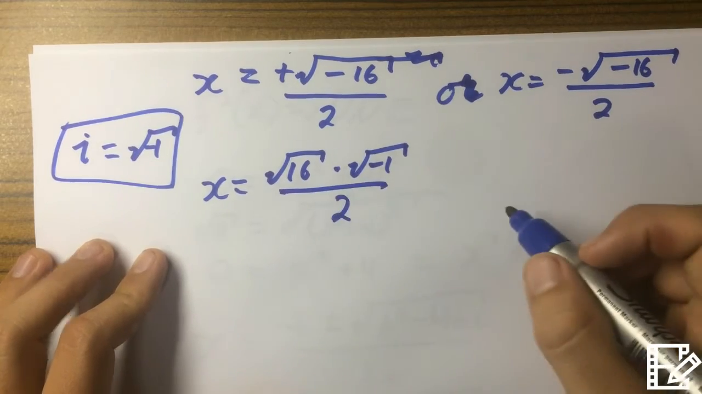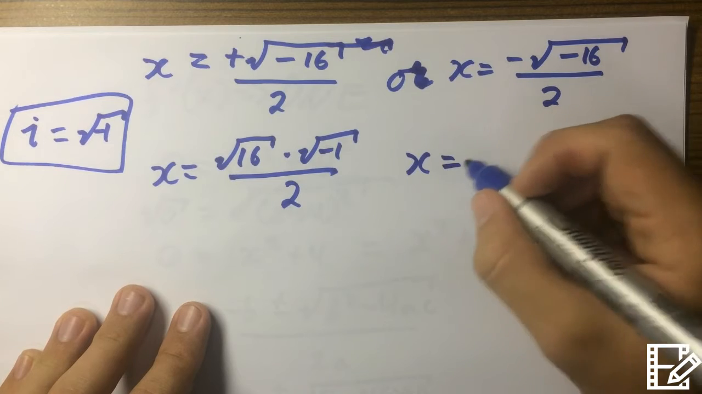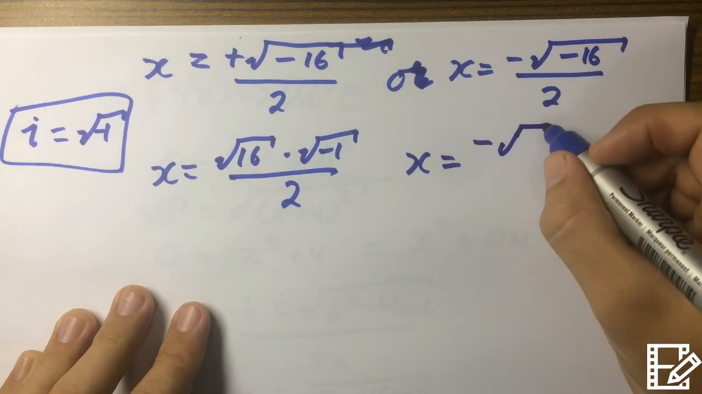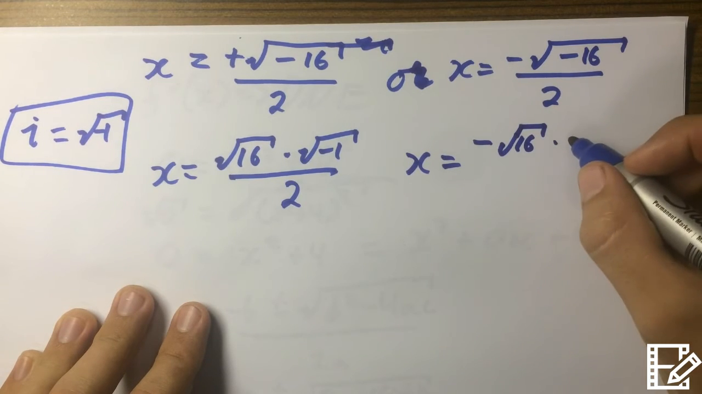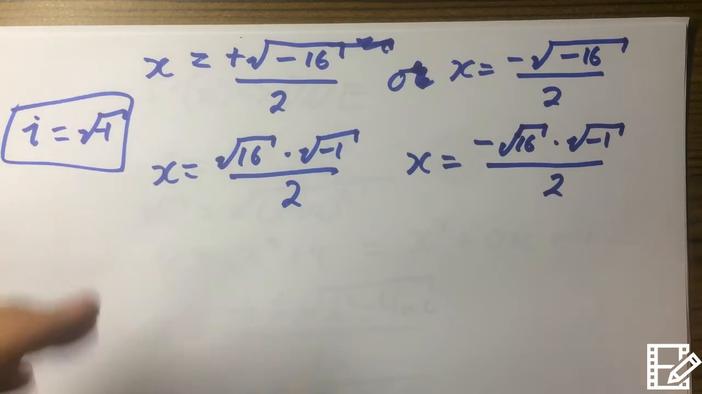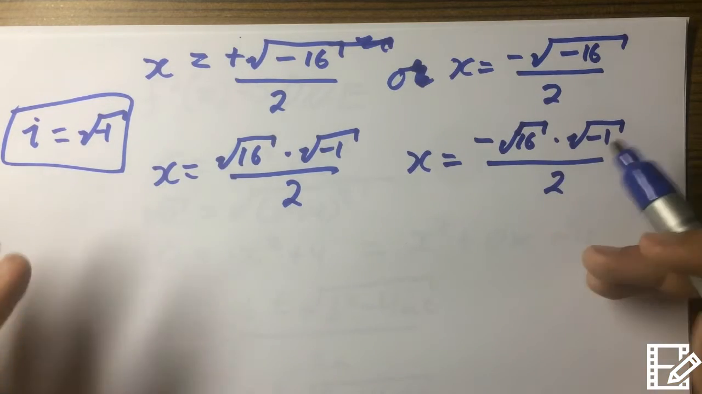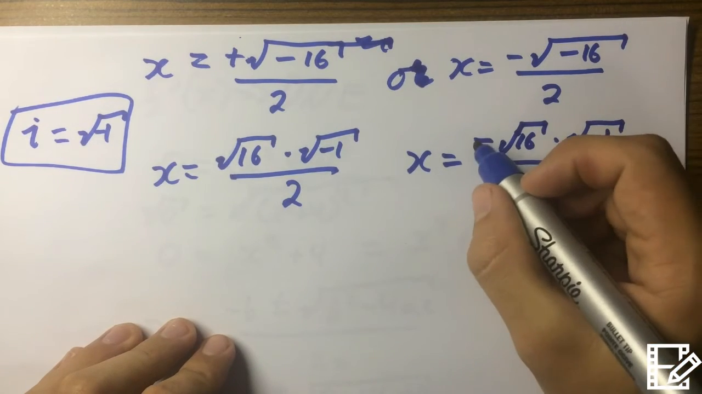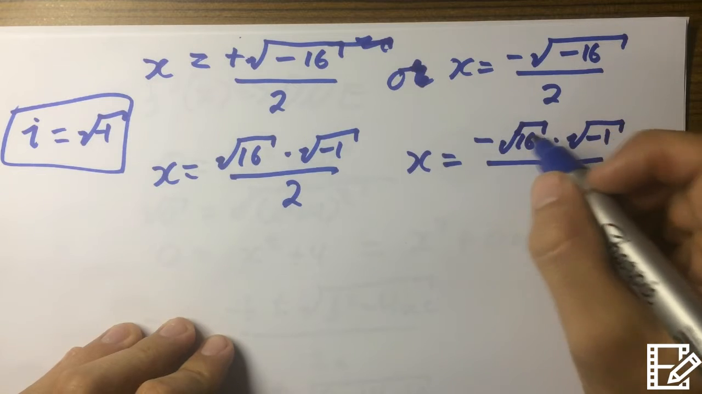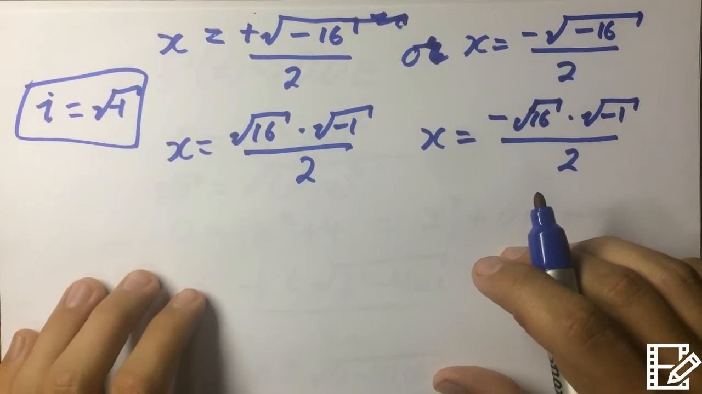all over 2. And this x value will be negative square root of 16 multiplied by the square root of negative 1. The negative at the front doesn't affect this. It's just when the negative is inside the square root that it becomes a problem.